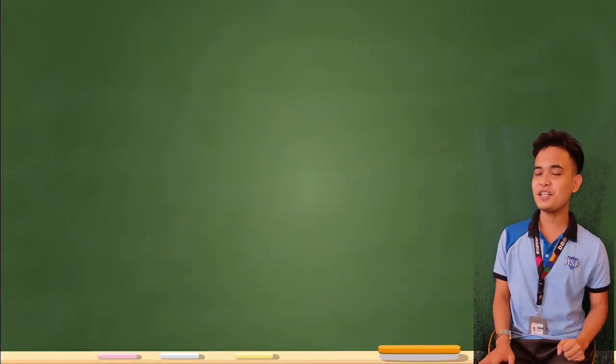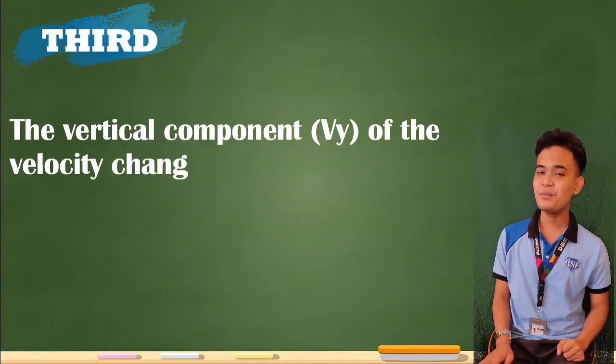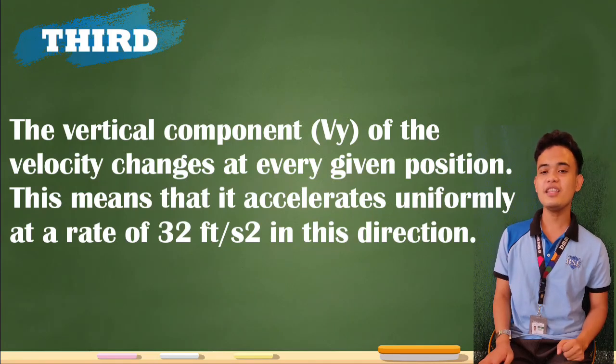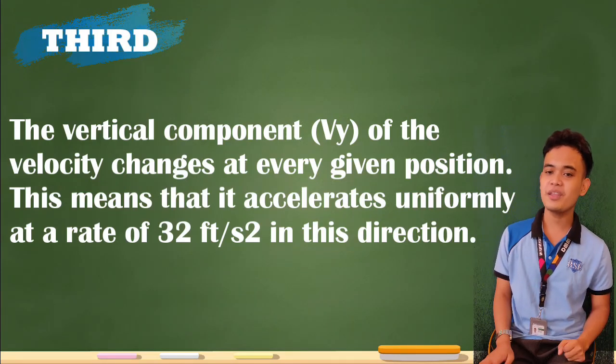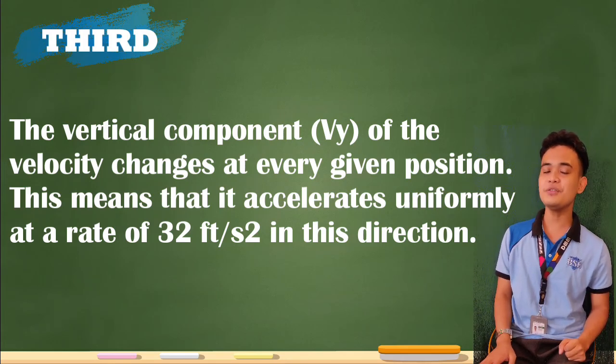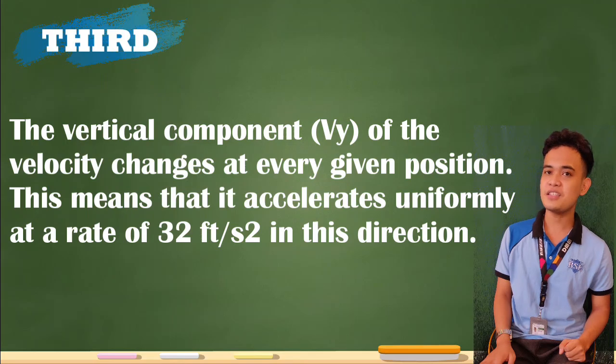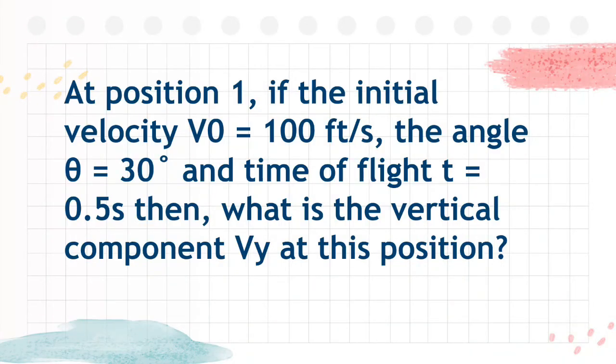Another feature of projectile motion is that the vertical component, or the v sub y, of the velocity changes at every given position. This means that it accelerates uniformly at a rate of 32 feet per square second in this direction. For example, at position 1, if the initial velocity is equal to 100 feet per second, the angle is equal to 30 degrees, and the time of flight is equal to 0.5 seconds, then what is the vertical component, or the v sub y, at this position?